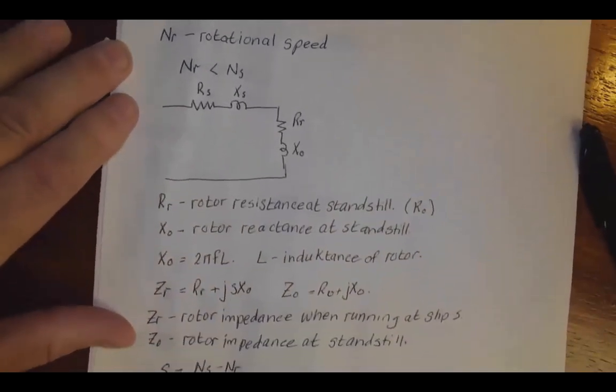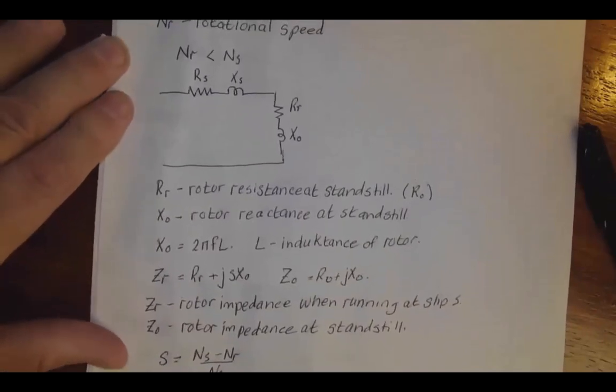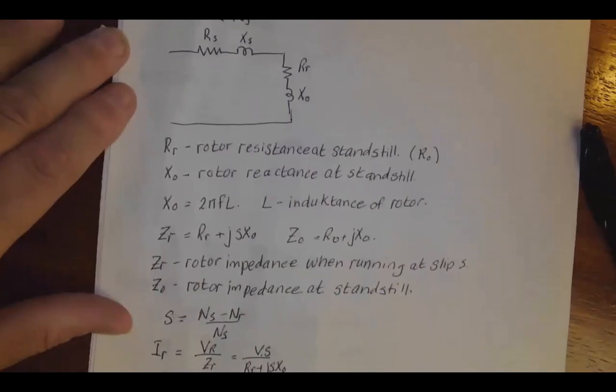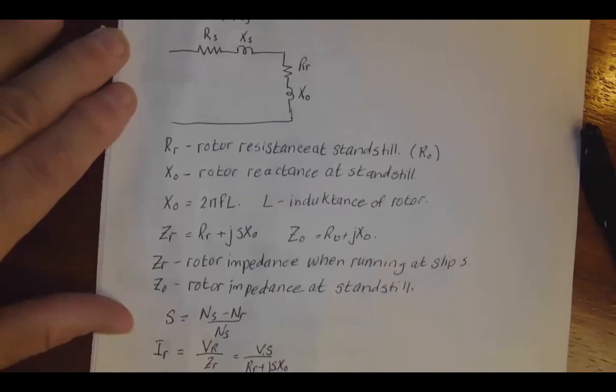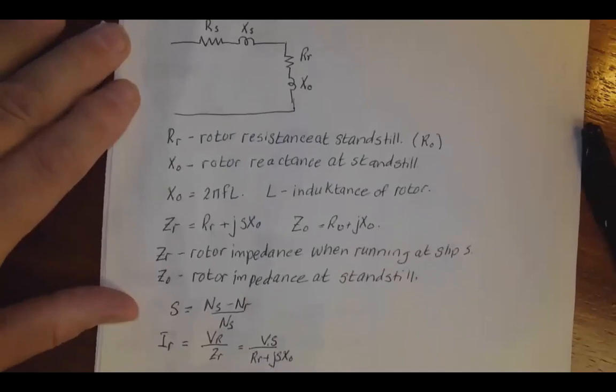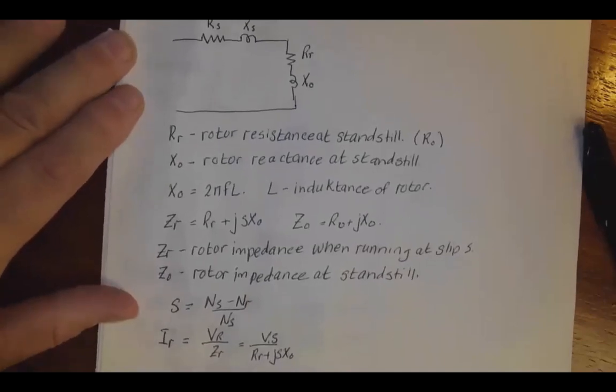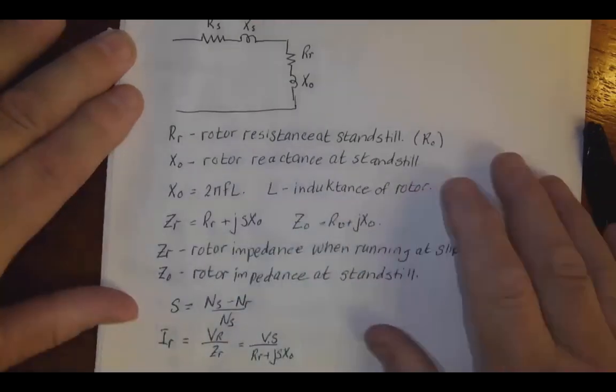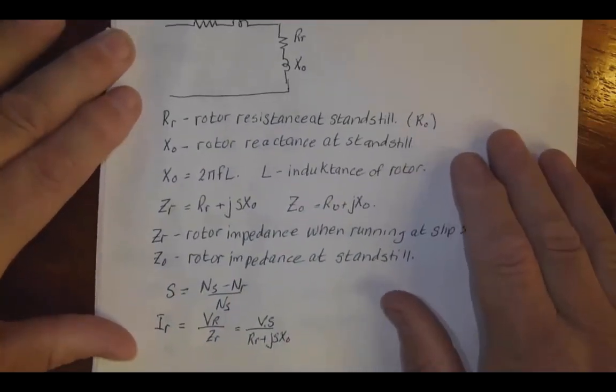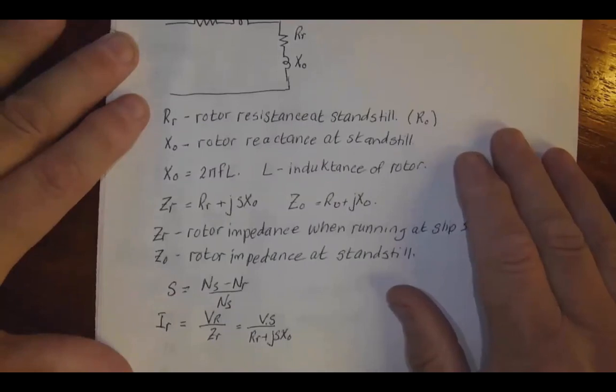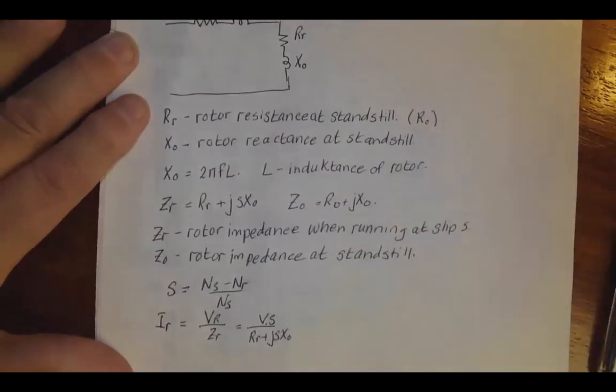Now that is a basic circuit diagram of a three-phase induction motor, where we have R, which is your rotor resistance at standstill. X naught is your rotor reactance at standstill, and X naught is 2 pi FL, where F is your frequency and L is the inductance of the rotor. Then the impedance of the rotor ZR is equal to R rotor plus JSX naught. That is for the running condition.